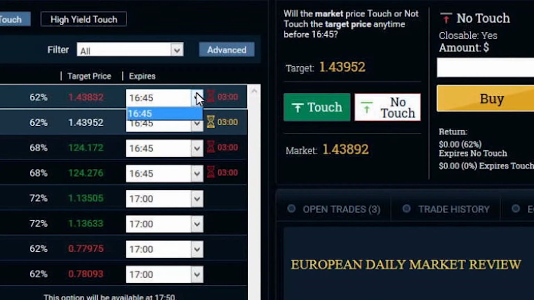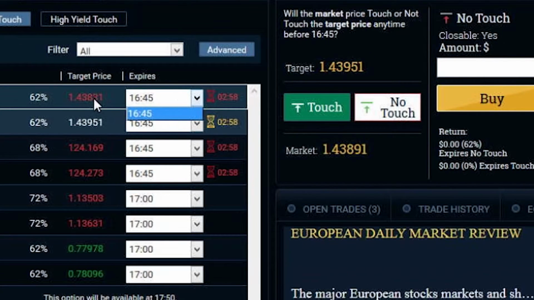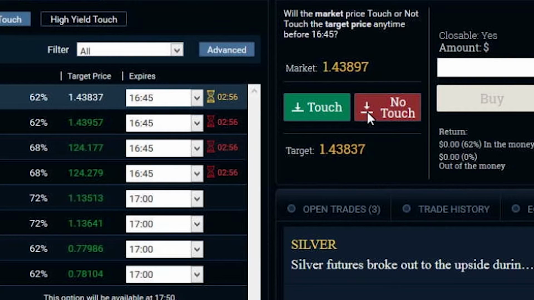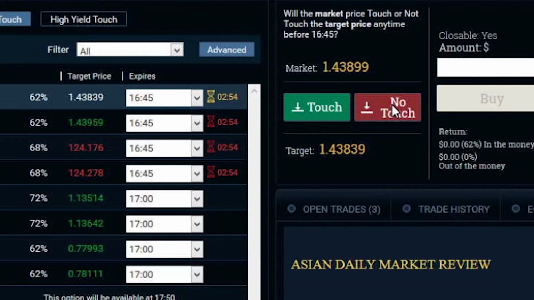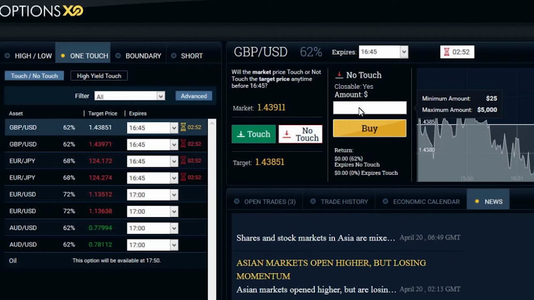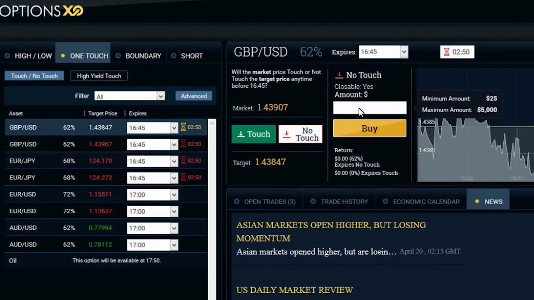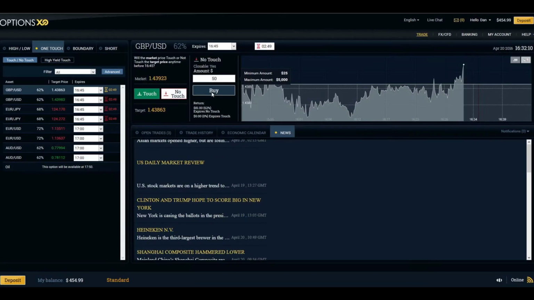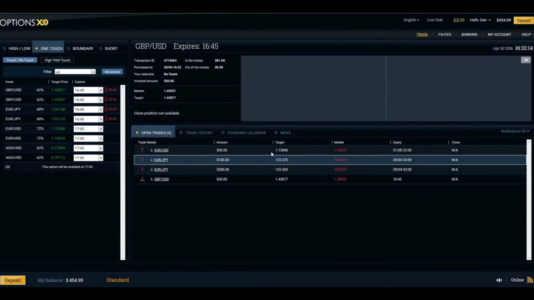The expiry time here is determined by the platform, and in the main window, we can only select the touch or no touch option. After selecting the asset, option type and investment level, click on Buy and the option appears in the Open Trades window.